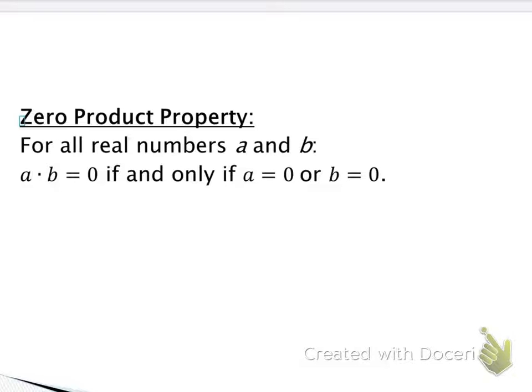The zero product property: for all real numbers a and b, a times b is 0 if and only if a equals 0 or b equals 0. The only way to get something to equal 0 is if one of the two things you're multiplying equals 0 as well. This is very important to use. You will use this in the rest of your mathematical career.